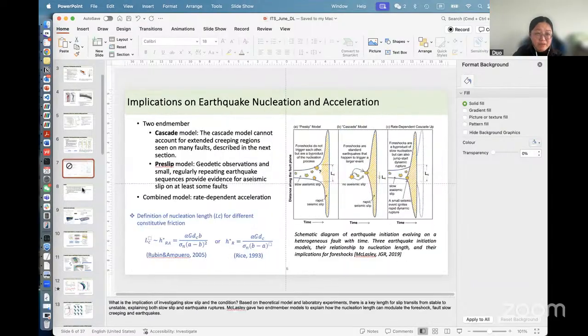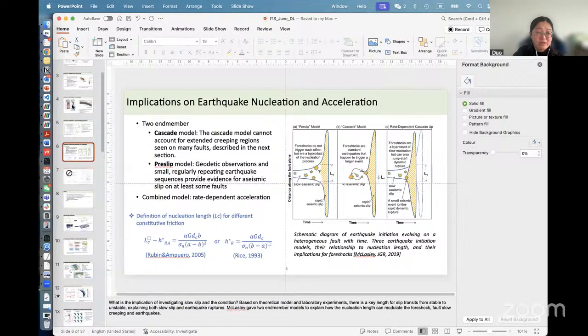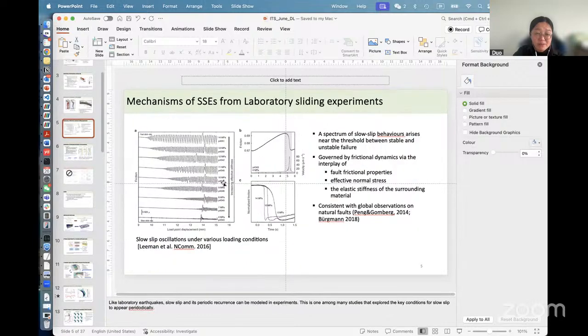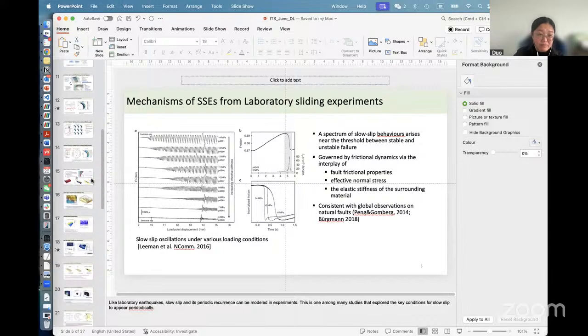convergence rate, I think theoretically it will change the recurrence. From the lab experiments, they found that if they have a higher loading rate, which mimics a larger plate convergence rate, it will make the recurrence interval much smaller, so you need a shorter time to nucleate the same magnitude of slip on the fault. But in this study we only consider a constant plate convergence rate that is uniform everywhere.